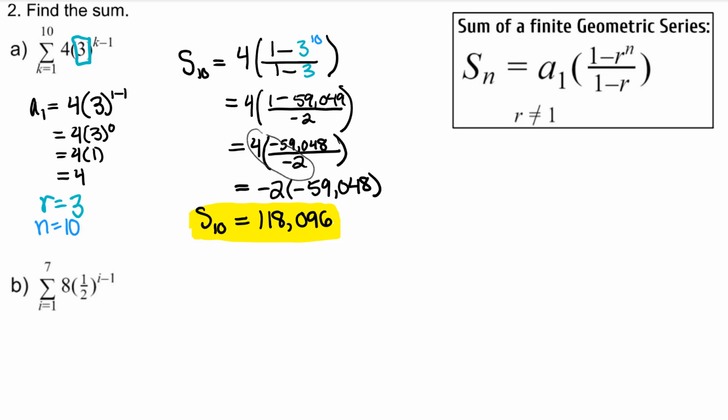Begin by finding the first term, the common ratio, and n, the number of terms we want to find the sum of. The common ratio is the base of your exponent, so 1/2, and we're starting at 1 and ending at 7, so that is a total of 7 terms.